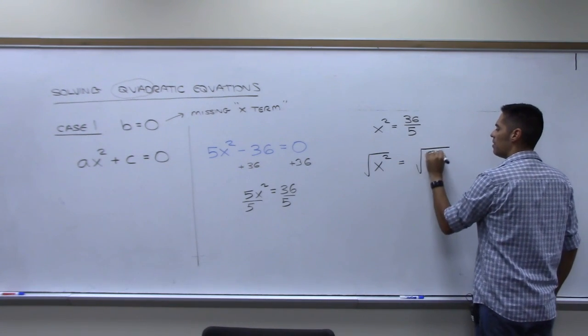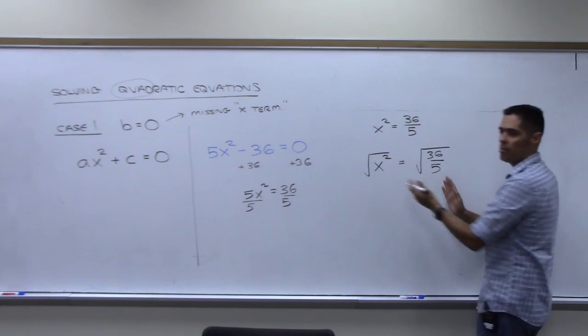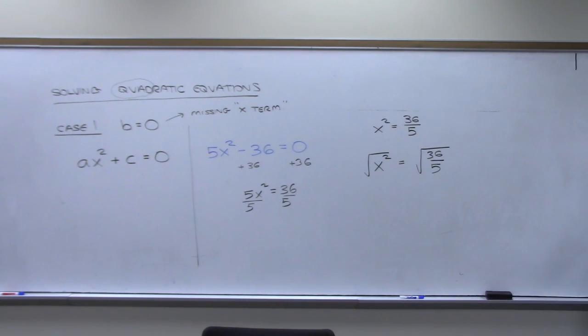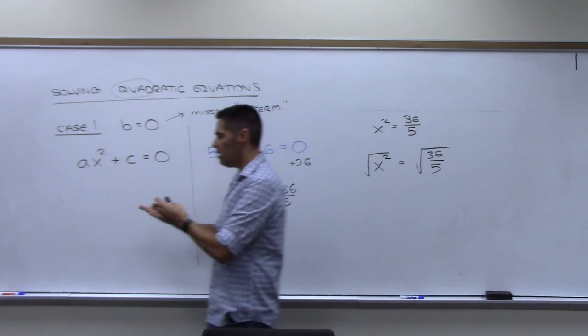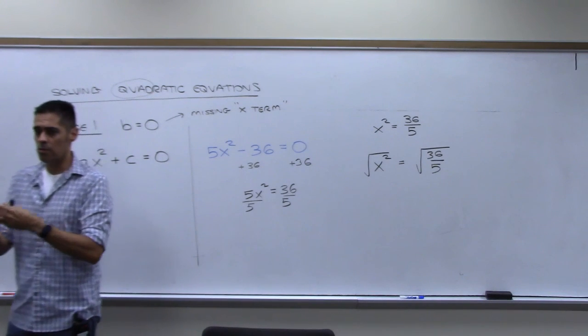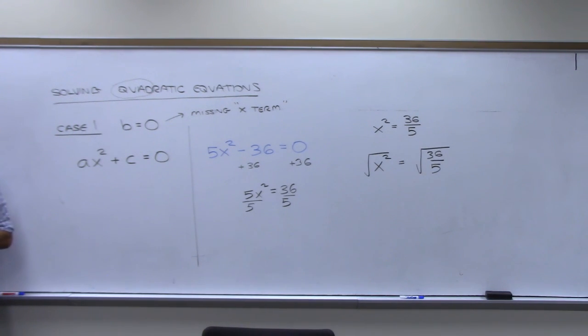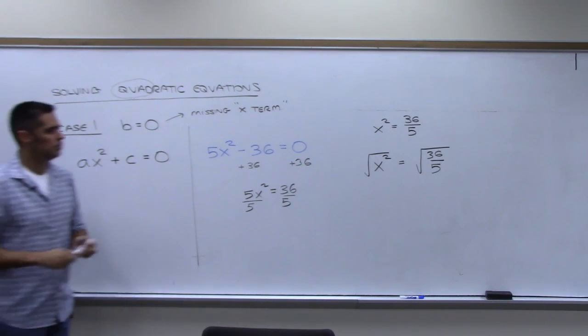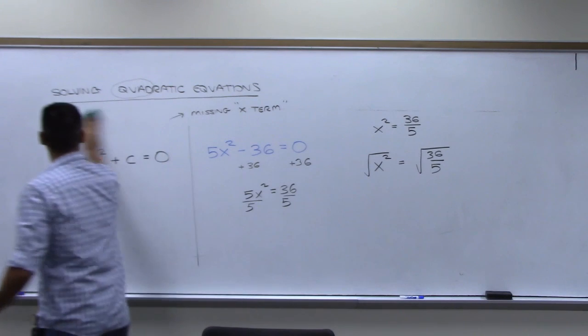Does this look like something you've seen? X squared equals that. You take the square root on both sides. There's one thing I didn't do that's incorrect at this point. What do I have to do? What do you have to do anytime you take the square root on both sides of an equation? Anyone remember? Let me illustrate it over here.